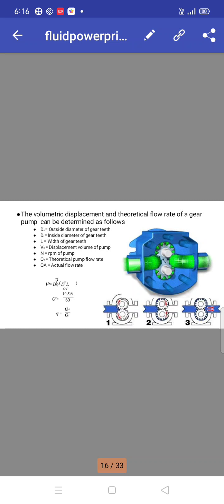Here d_o, or d suffix O, specifies the outside diameter of the gear tooth. d_i specifies the inside diameter of the gear tooth. L is equal to the width of the gear teeth. V is the displacement volume of the pump. N specifies the RPM, revolutions per minute, of the pump. Q_T, Q suffix T, is the theoretical pump flow rate, that is, discharge. Q_A, Q suffix A, is the actual flow rate, that is, actual discharge.